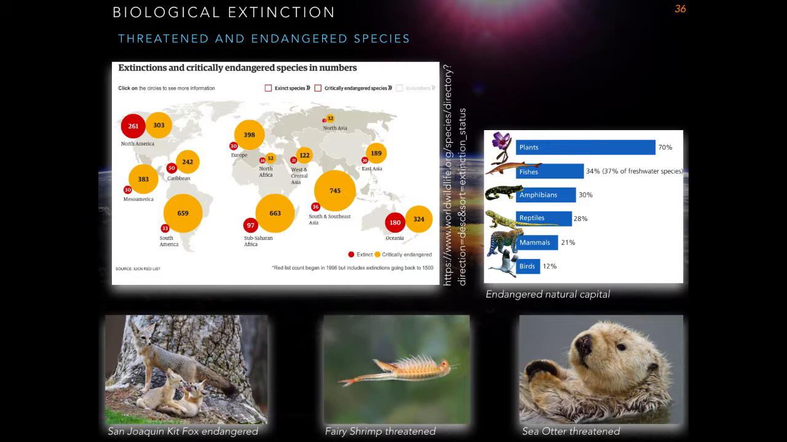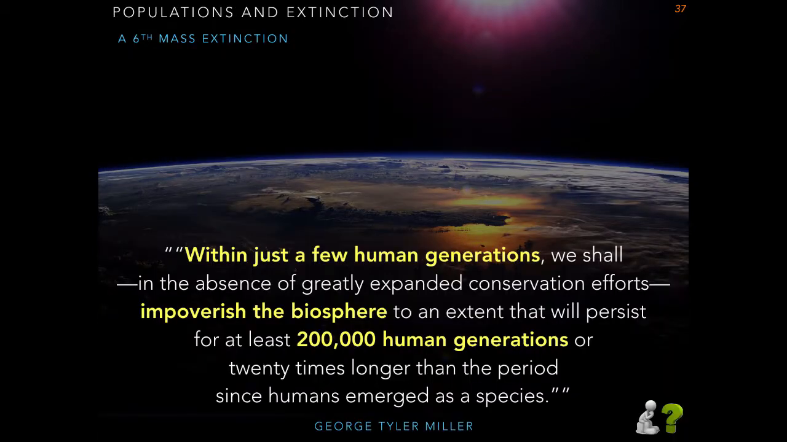So to end this video, I'd like to share this sentence I found from an environmental textbook called Living in the Environment, written by George Tyler Miller, saying that within just a few human generations, we shall, in the absence of greatly expanded conservation efforts, impoverish the biosphere to an extent that will persist for at least 2,000 human generations, or 20 times longer than the period since humans emerged as a species.